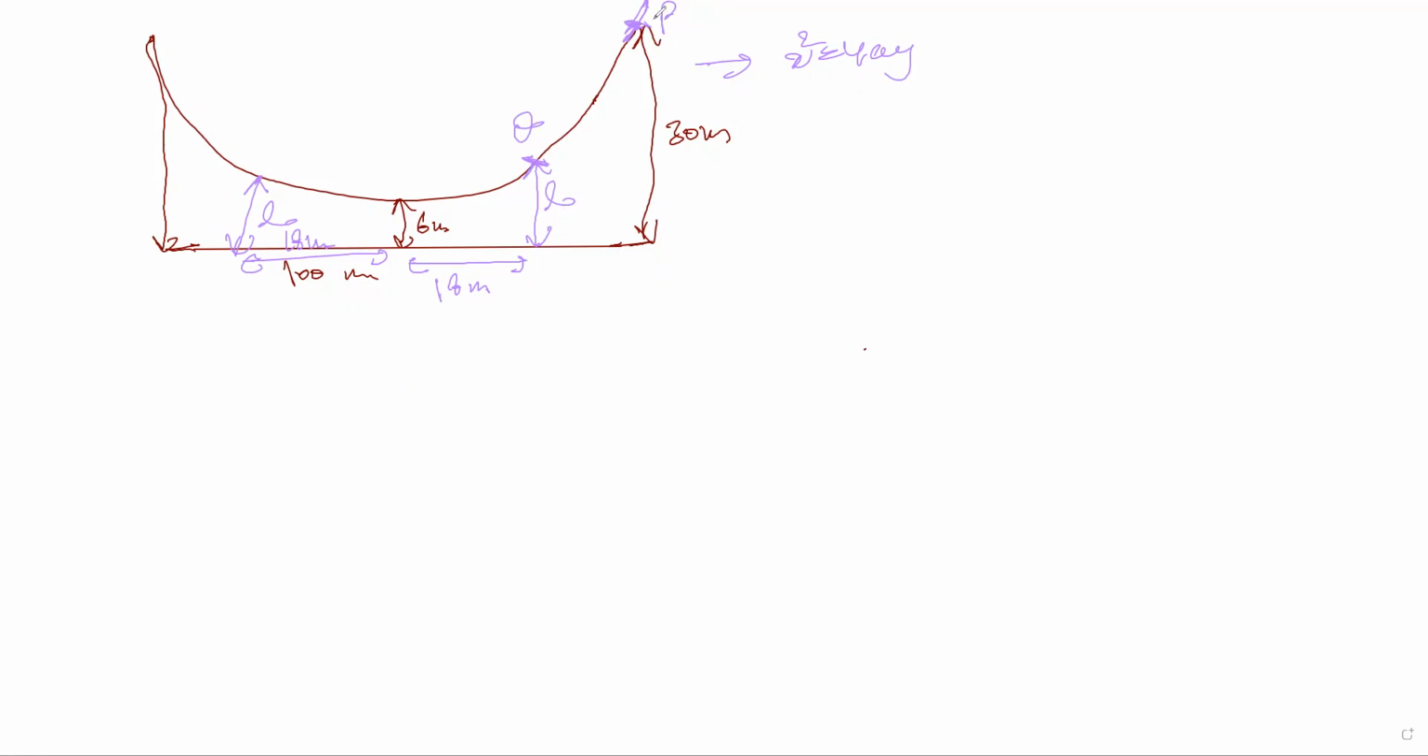Q is 30 meter. Sorry, I mean P's height is 30 meter, right? And from this point, 6 meter to 30 meter, this horizontal distance is 50. Okay, first of all, how are you considering this parabola?